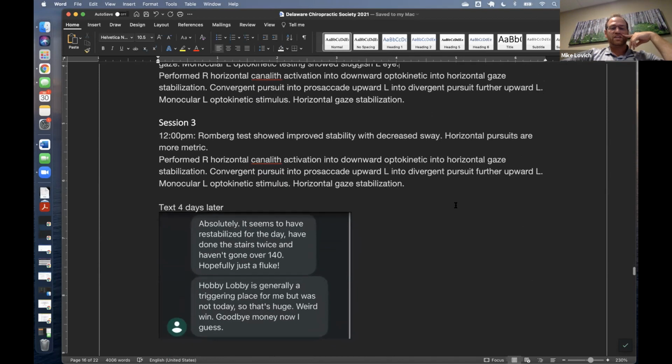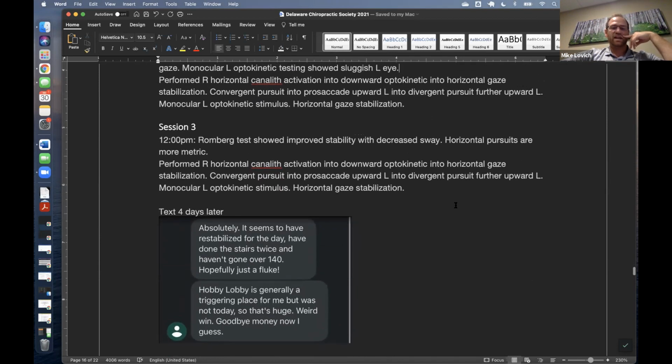Basically, she says she was having a little bit of an issue where she had a spike, but I was like, are you all right? And she's like, absolutely. It seems to have restabilized for the day, have done the stairs twice, haven't gone over 140 beats per minute. Hopefully just a fluke. She's referring to the one spike that she had before.